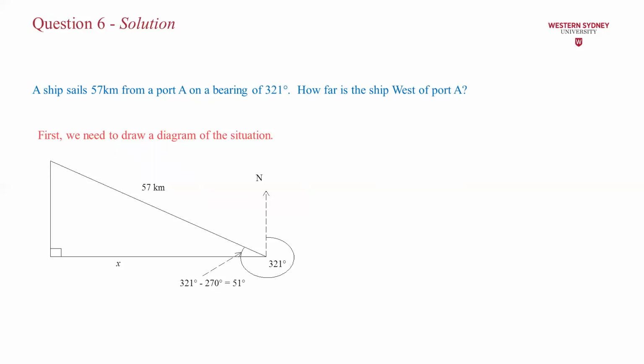To get the angle in there, we need to do 321 minus 270 because it goes past west, which gives us 51 degrees. Now we use the cos ratio. Cos 51 is x over 57. Multiply both sides by 57 and then use your calculator, rounding the value to 36 kilometres.